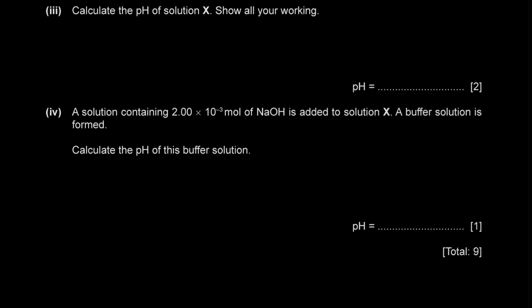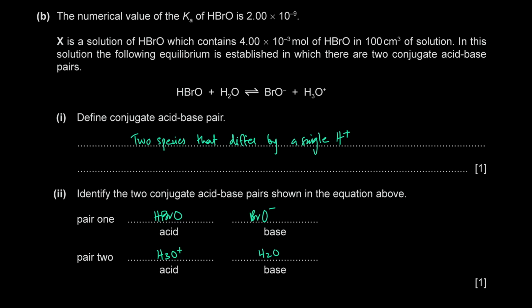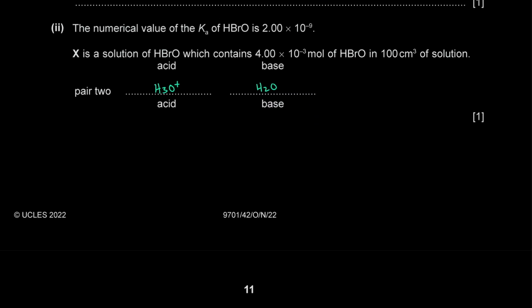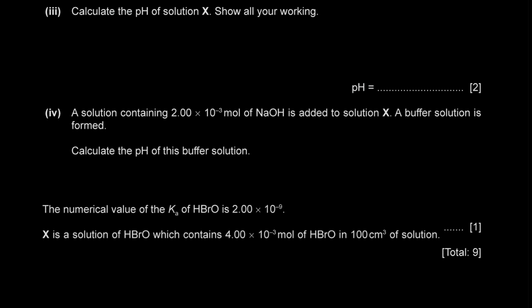Calculate the pH of solution X. Show all of your working. Let's look at the information they've given us about solution X. Solution X is a solution of this weak acid. They've given us the value of Ka, and they've told us how much HBrO was dissolved in 100 cm³ of solution. So we first need to find out the concentration of the weak acid.